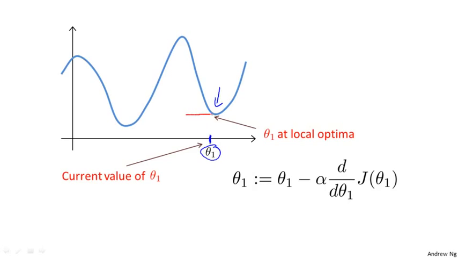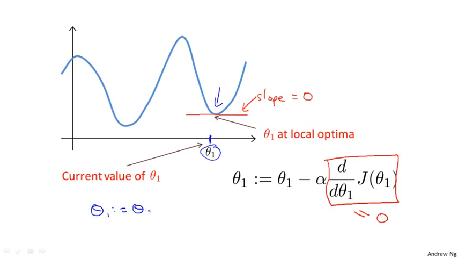So let's look at that slope. It's that tangent line. The slope of this line will be equal to 0, and thus this derivative term is equal to 0. So in your gradient descent update, theta 1 gets updated as theta 1 minus alpha times 0. What this means is that if you're already at the local optimum, it leaves theta 1 unchanged, because theta 1 equals theta 1. So if your parameter is already at the local minimum, one step of gradient descent does absolutely nothing. It doesn't change the parameter, which is what you want, because it keeps your solution at the local optimum.